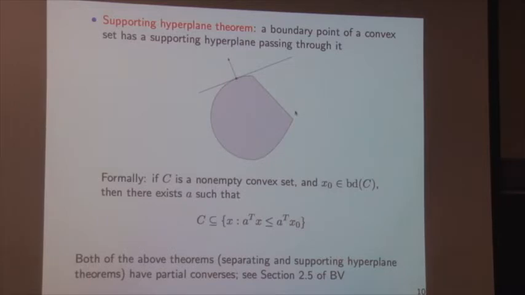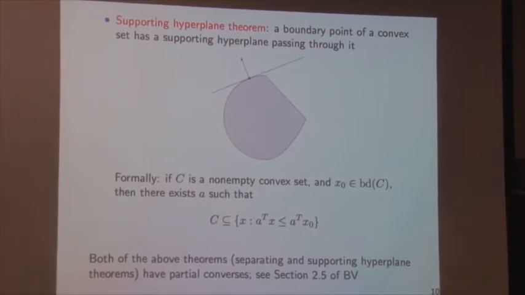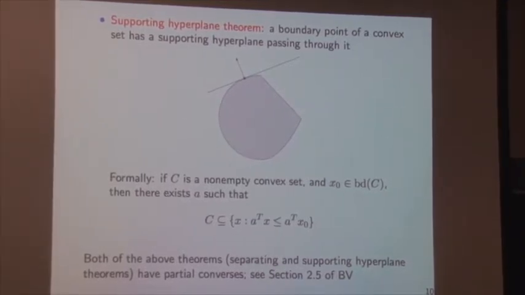So both of these theorems have partial converses, which is a kind of amazing property of convex sets. It means that if you have a set such that every boundary point does have a supporting hyperplane, then under a little bit more conditions, that set has to be convex. And the same thing with the separating hyperplane theorem. So there are partial converses. You can see section 2.5 of your Boyd and Vandenberghe supplementary textbook for that.